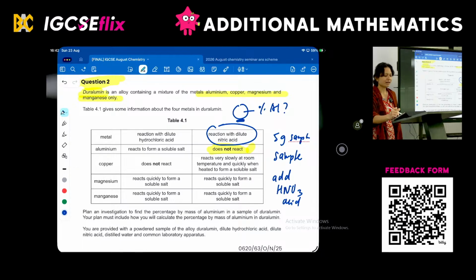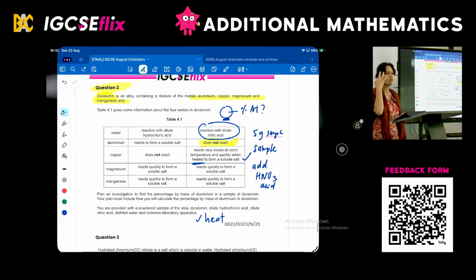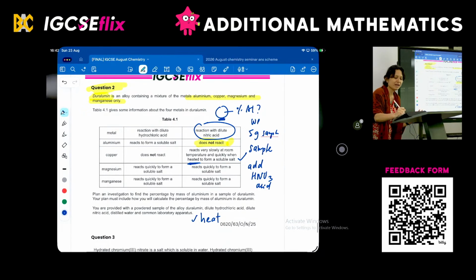Okay, who will react? Will the copper react? Yes, but it will only react when it's heated. So I need to heat. Okay, so far I already got three marks. Prepare or weigh a 5-gram sample of duralumin. Add nitric acid and heat. Where should I add nitric acid? In a beaker. Logic, right? In a beaker.